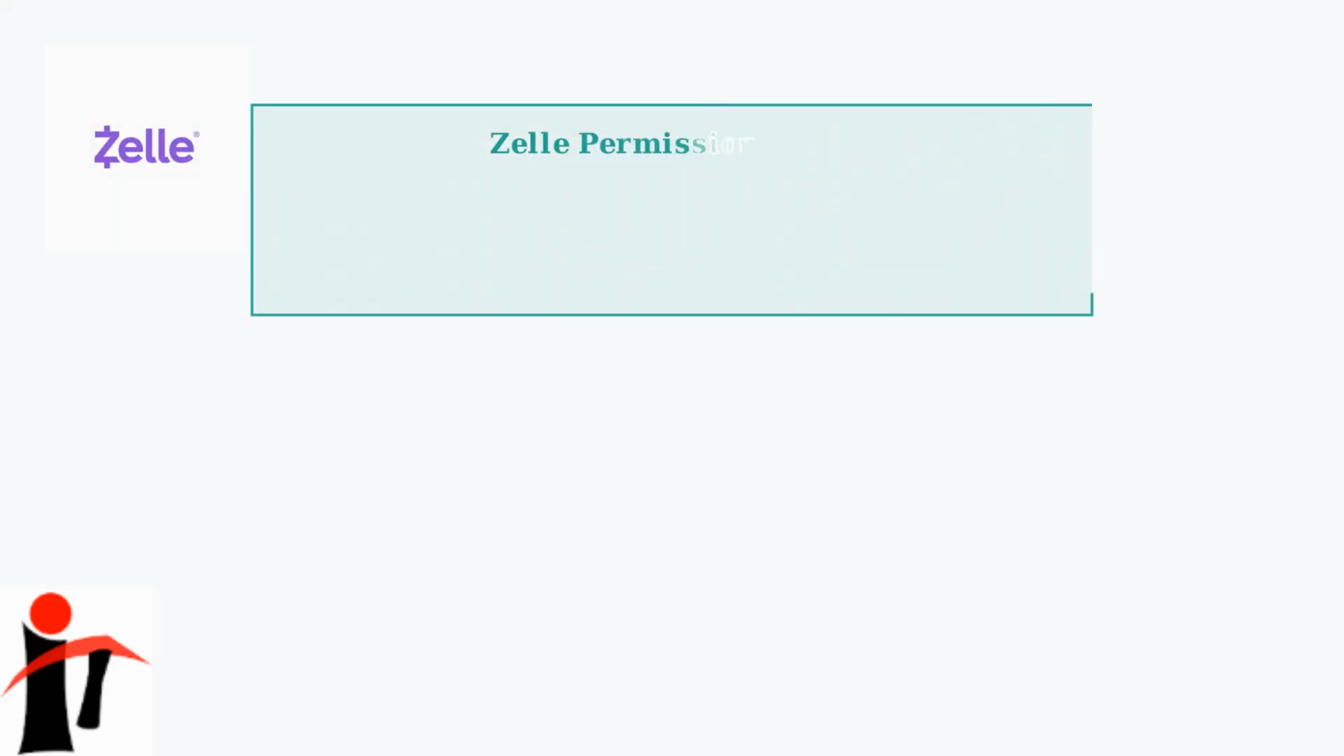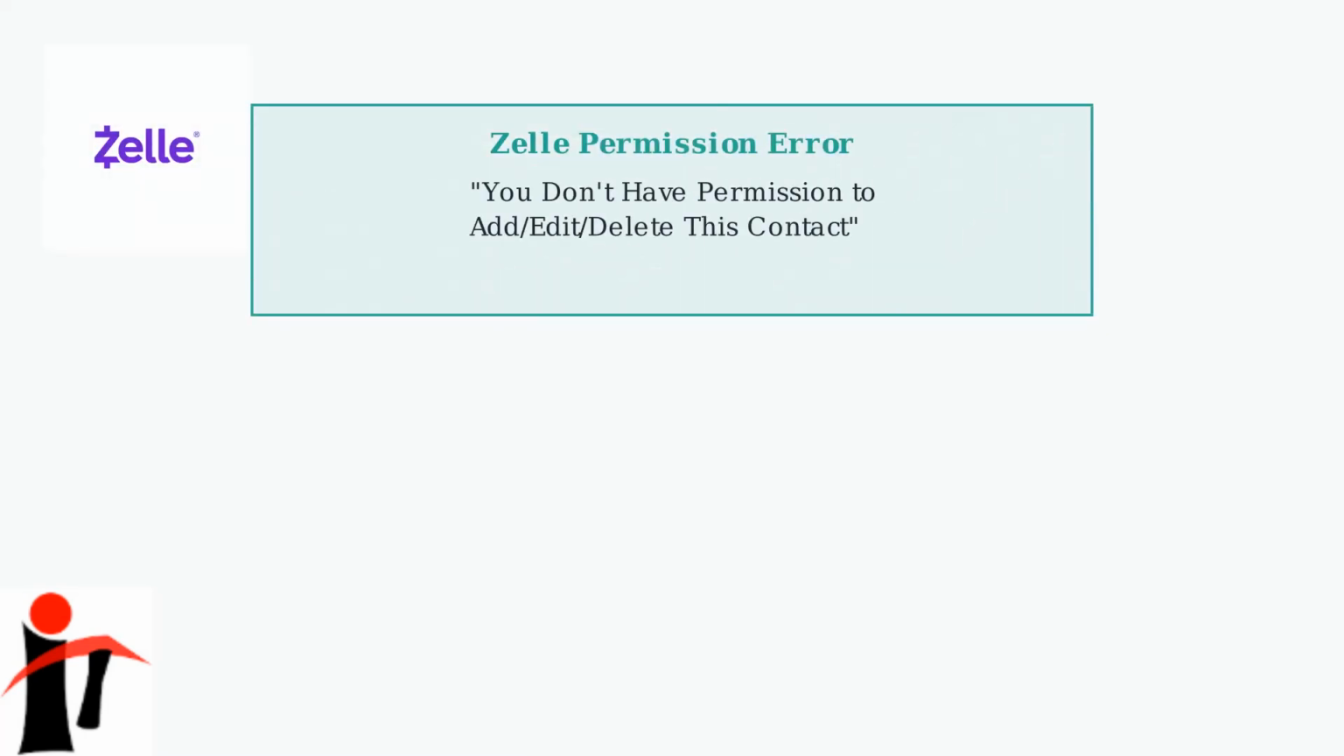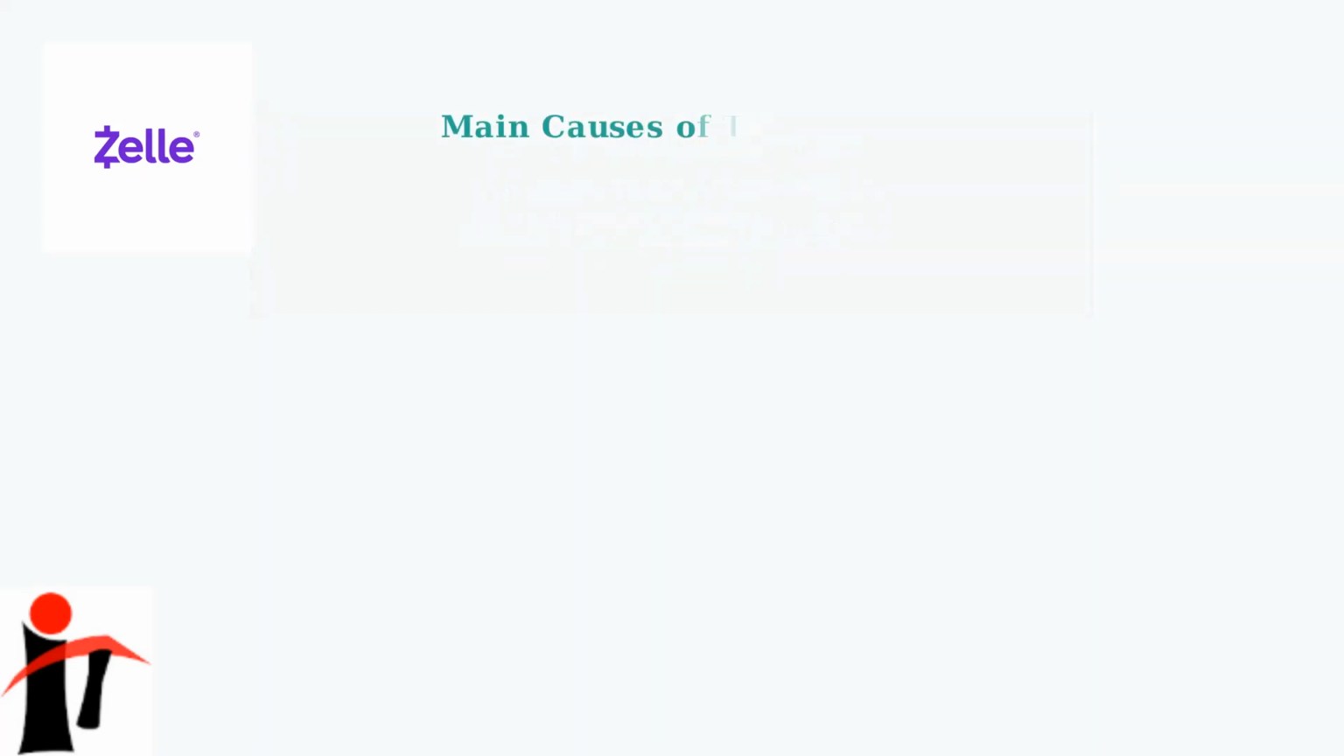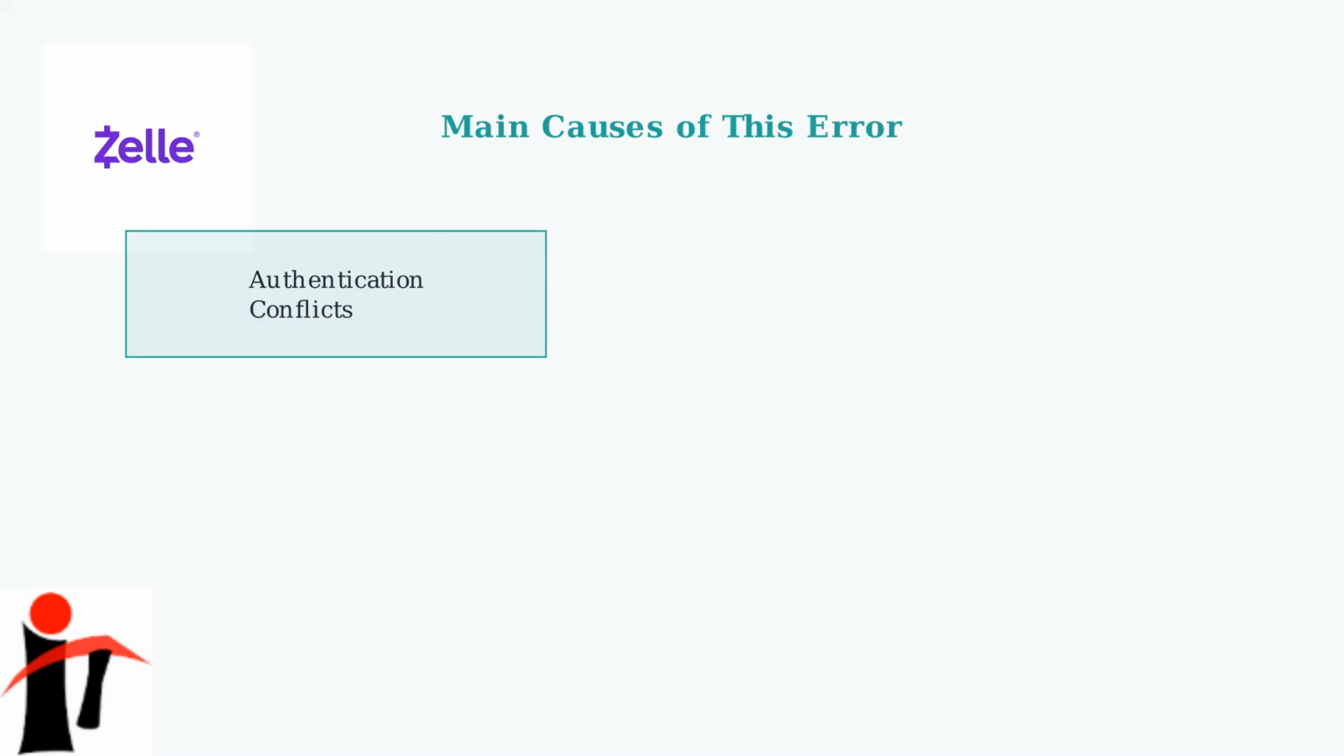The Zelle permission error is one of the most frustrating issues users encounter when trying to manage their payment contacts. This error appears when you attempt to add, edit, or delete contacts in your Zelle contact list. This error typically stems from three main causes.